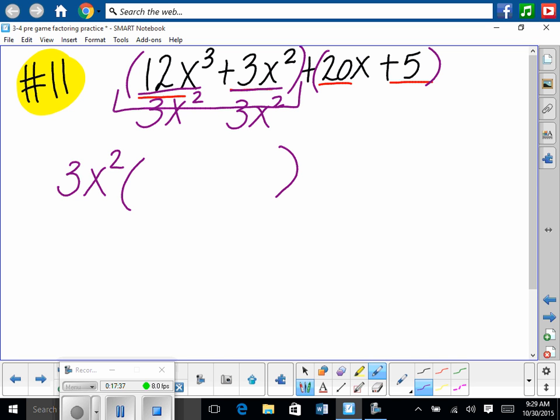Now this is a really good one to do. 12 divided by 3 is 4, x cubed divided by x squared is x. Now everybody look right here. This is where like 80% of you missed it on the first test. 3x squared divided by 3x squared is 0, says many of you. What is it? 1. Does everybody get that? Not 0, right? Not 0. Okay, do not do that.